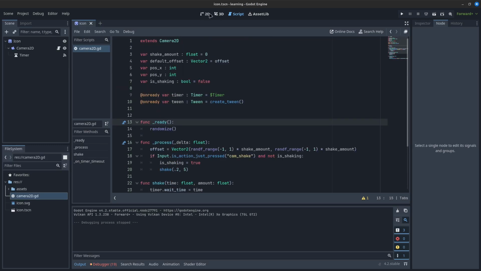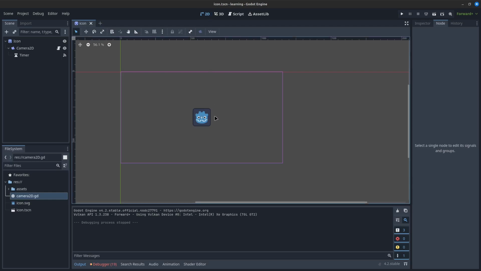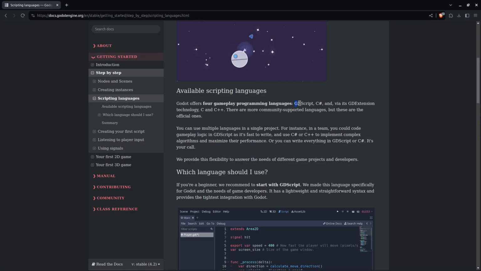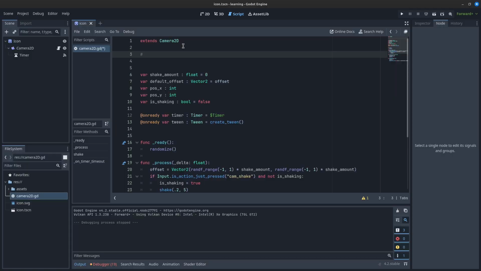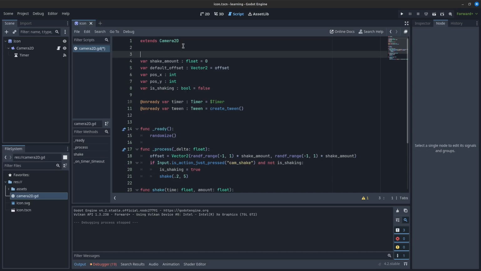We mentioned that Godot supports 4 scripting languages, those languages being GDScript, C#, and via GDExtension technology, C and C++. You might already be familiar with these languages if you are coming from engines like Unreal or Unity, but which one should you pick when programming a language? Well, it depends, but personally, we like GDScript. It feels a lot like Python, which is great.